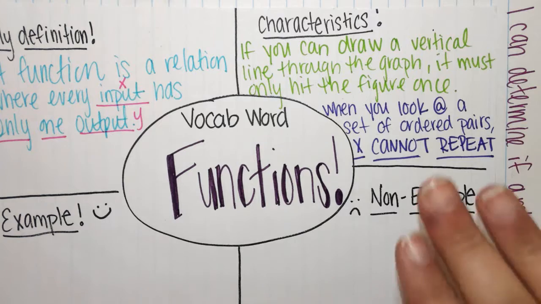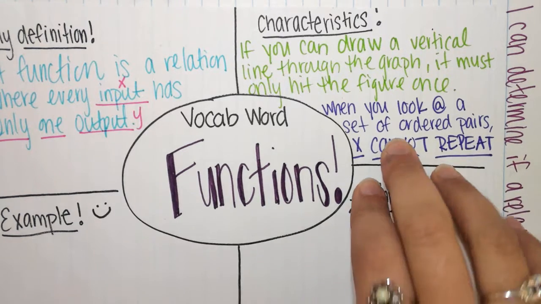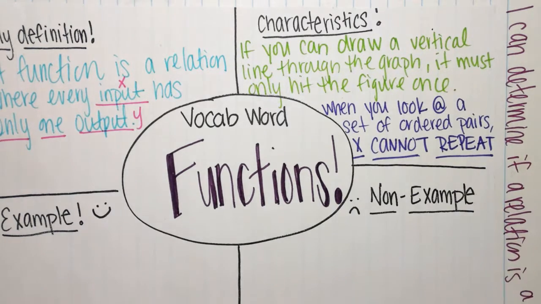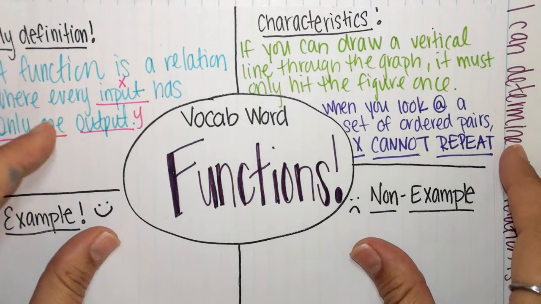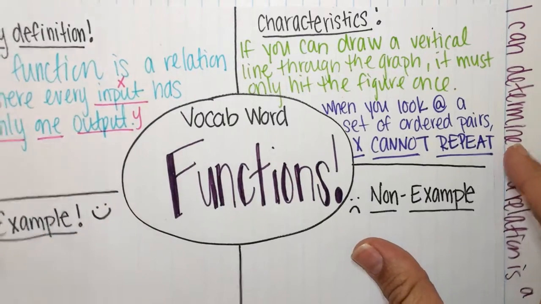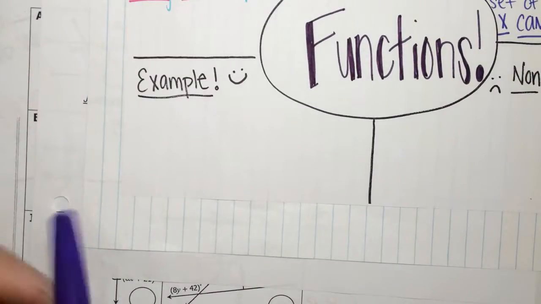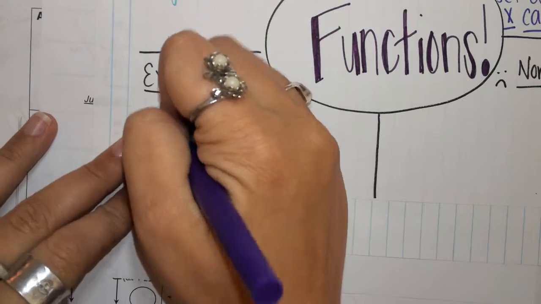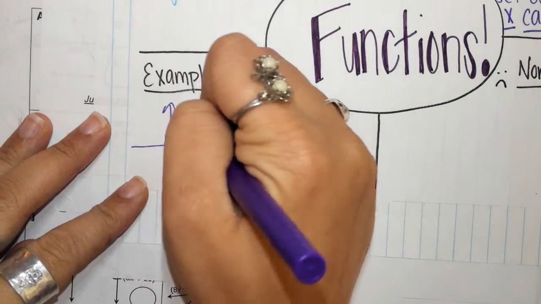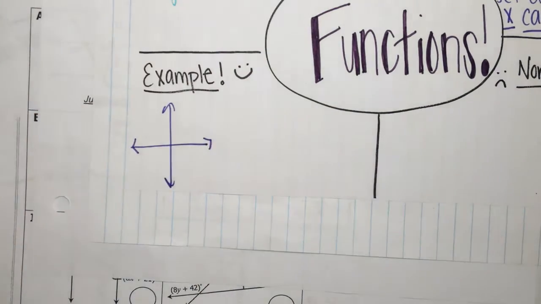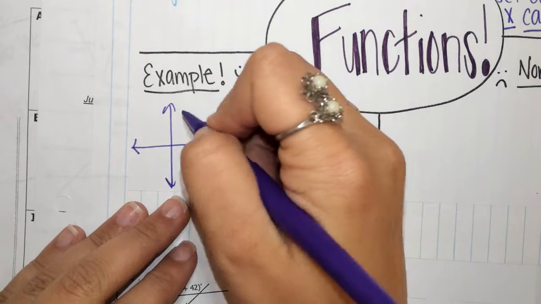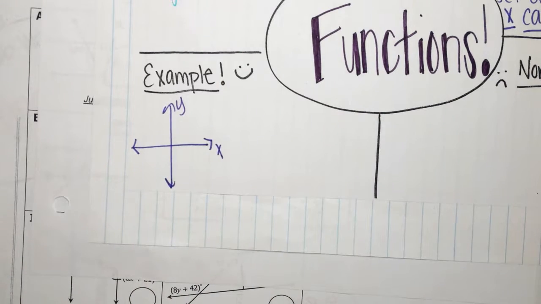Now, did I say anything about Y? So Y can repeat, but X cannot repeat. Are you ready? Okay, let's draw an example of a graph. Please draw your coordinate plane. You guys know what a coordinate plane is? It's that, and you have X, and you have Y.